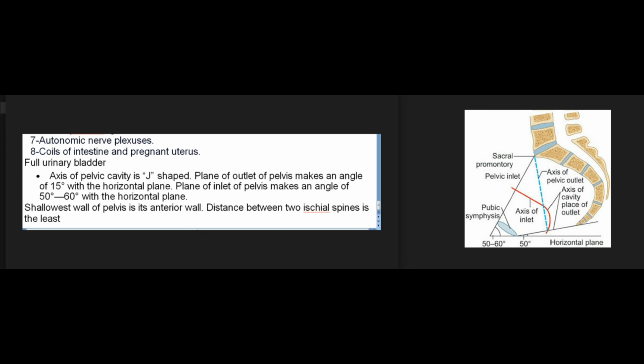Full urinary bladder. Axis of pelvic cavity is J-shaped. Plane of outlet of pelvis makes an angle of 15 degrees with the horizontal plane. Plane of inlet of pelvis makes an angle of 50 to 60 degrees with the horizontal plane. Shallowest wall of pelvis is its anterior wall. Distance between two ischial spines is the least.